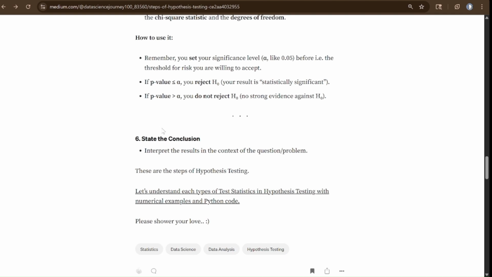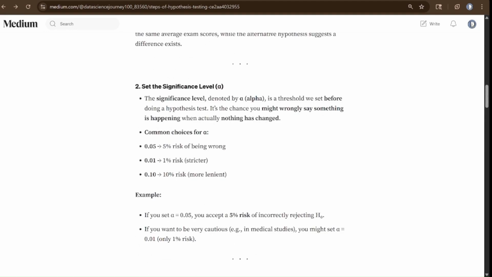But if the p-value is greater than alpha, then you will say there is no strong evidence against H0. So I cannot say whether the drug has improved or not. So we do not reject the null hypothesis. We always say we do not reject. We never say that we accept the alternative hypothesis. No. We want to say that we don't have enough evidence to say the null hypothesis is wrong. So we fail to reject. Fine. So this is all about hypothesis testing.